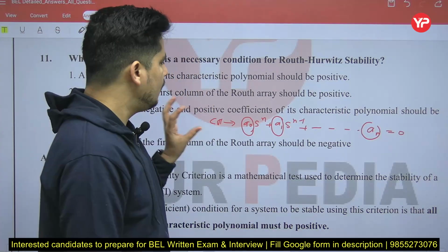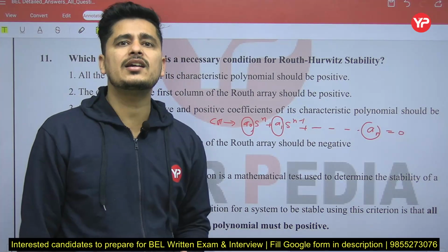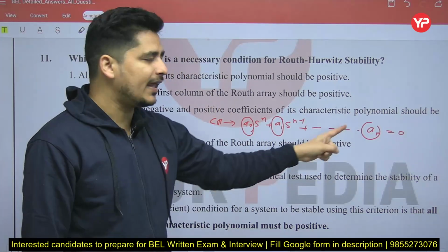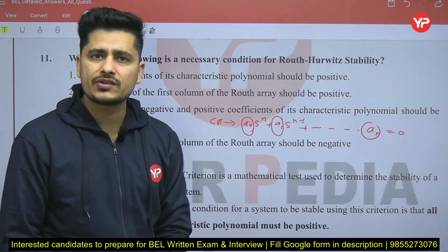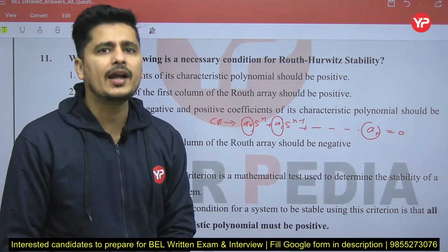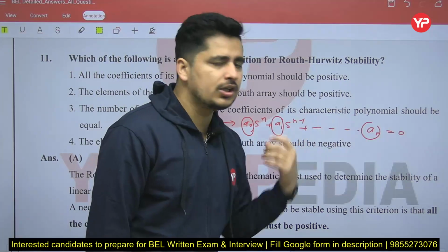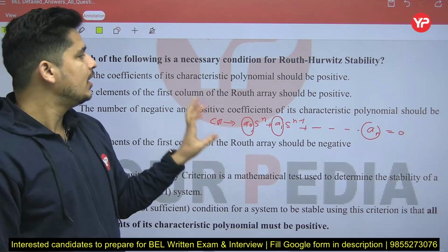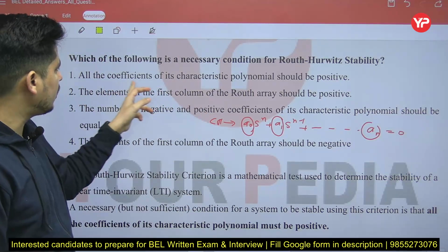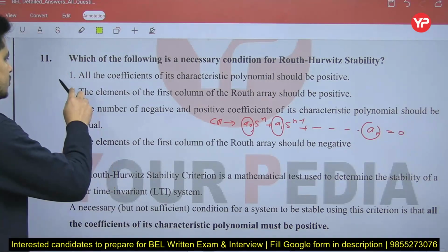So basically, when you have a characteristic equation, the first condition, the necessary condition, is that if any sign is negative, you can directly say that your system is unstable. The sign of all the coefficients should be the same, either positive or negative. So he is giving the answer that all the coefficients of its characteristic polynomial should be positive.